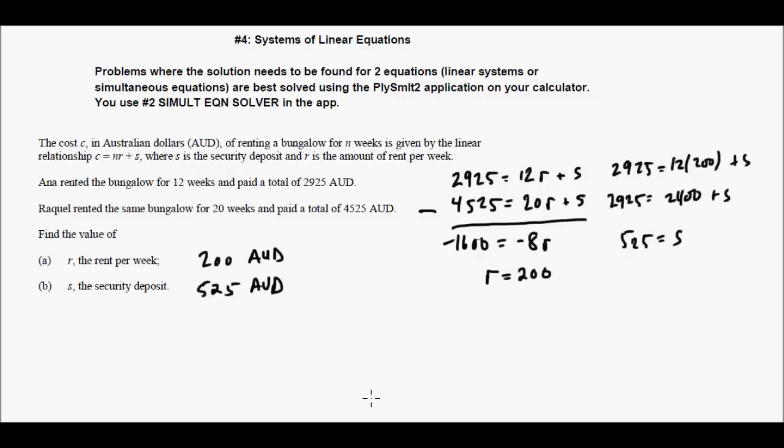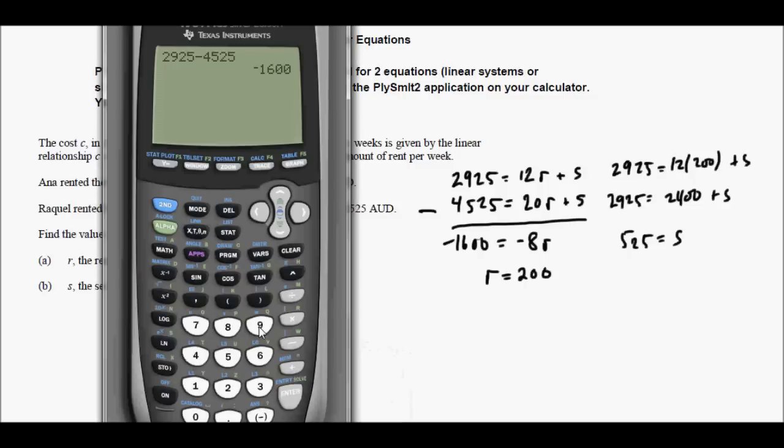Now let's see. The best way to do this, because they're not always going to be that easy to cancel out, so you always want to go straight to the apps and go to the second one. You'll have two apps, finance and that one, simultaneous equation solver. Now we have two equations, we have two unknowns. I want my answer in decimals, not fractions, so I'm going to go down and change that. And then you just go to next, and we'll enter it in.